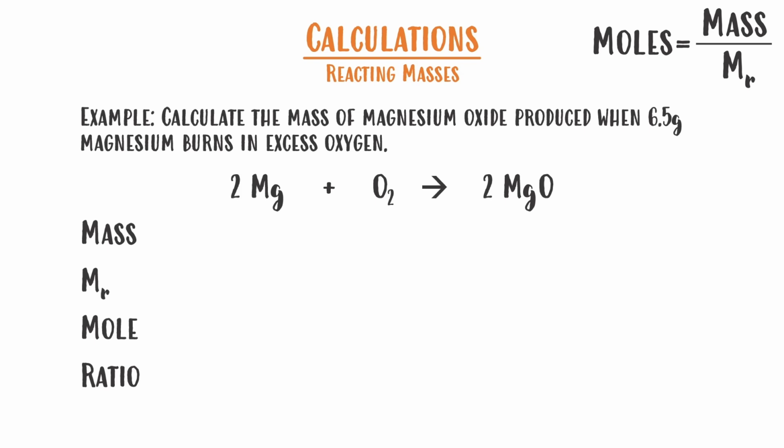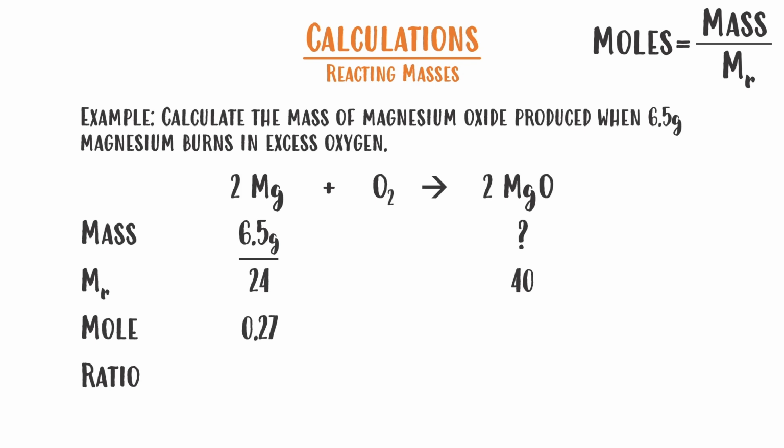So starting off, I know I have 6.5 grams of magnesium. I need to calculate the mass of magnesium oxide. Now my next step, and the only thing I can really do at this point, is work out the MR. And I have a periodic table to help me with this. So the MR of magnesium is 24, and the MR of magnesium oxide is 40. The next thing I can do is work out mole, and the only thing I can work out mole of is that magnesium. So I do 6.5 grams divided by 24 to give me 0.27.